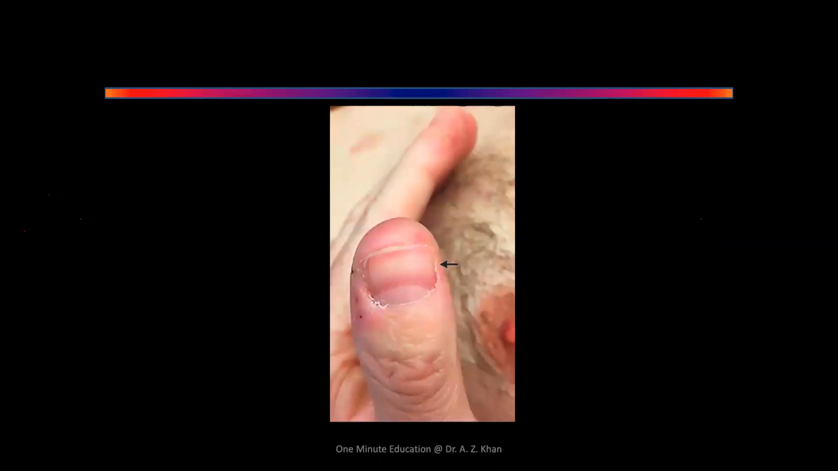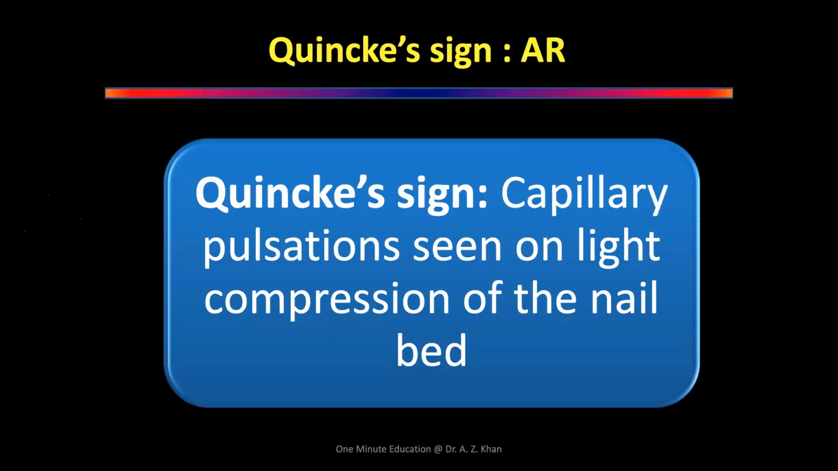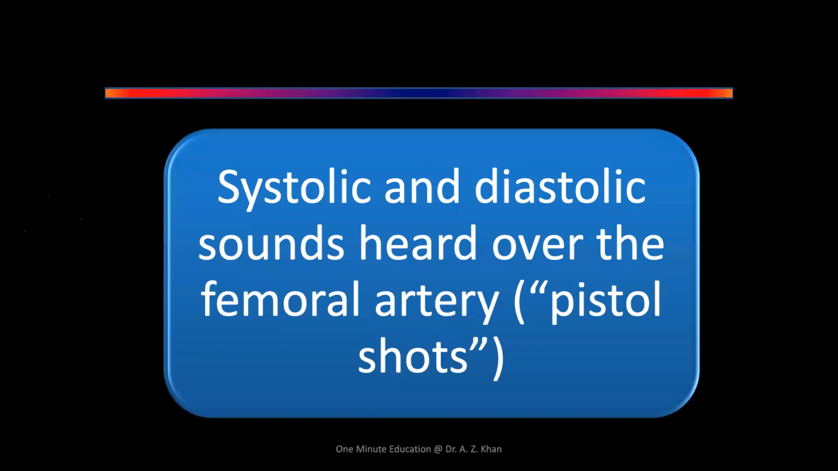Name of the sign. Yes, sir. Quincke's sign, okay? Capillary pulsation seen on light compression of the nail bed. So it's the same thing that you're seeing in the uvula; similarly you get a regurgitation sign. Name of the sign. Yes, sir. Short femorals. Eponym, give me the eponym. Duroziez sign, okay?